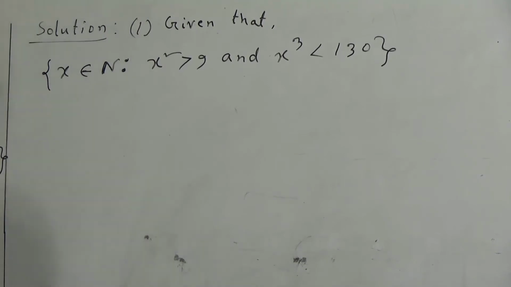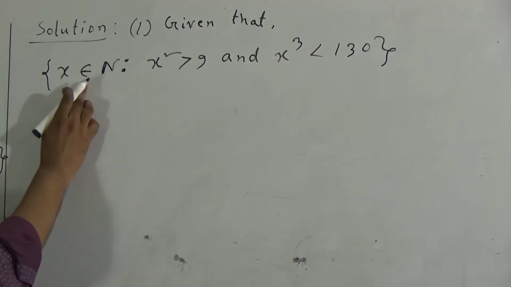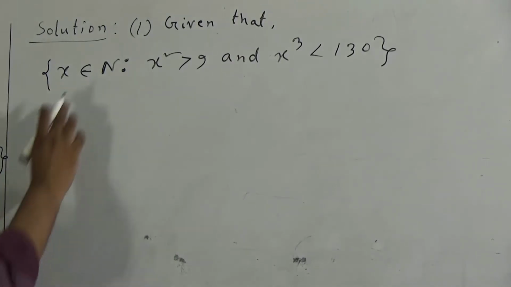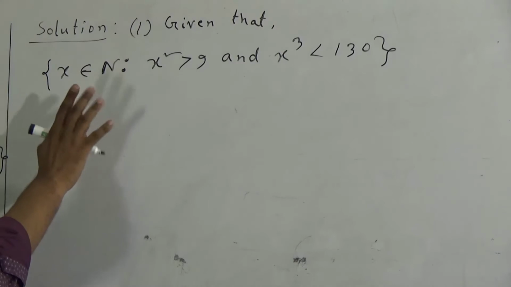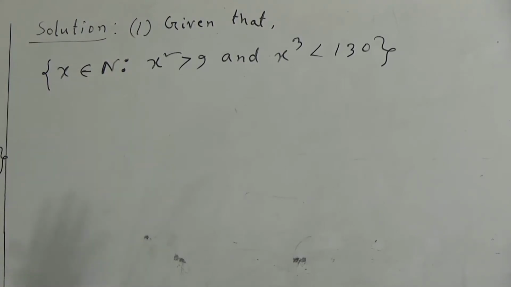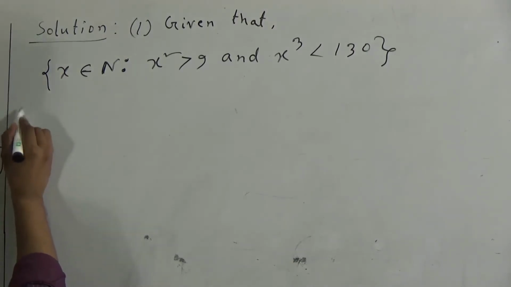Okay. At first, we will write the set of natural numbers. Dear students, this symbol means there exists or belongs to. It means the element of this set comes from the set of natural numbers. So, at first we write the set of natural numbers.